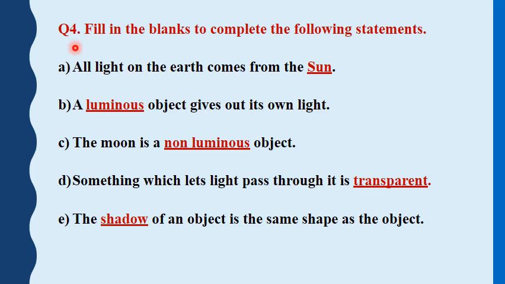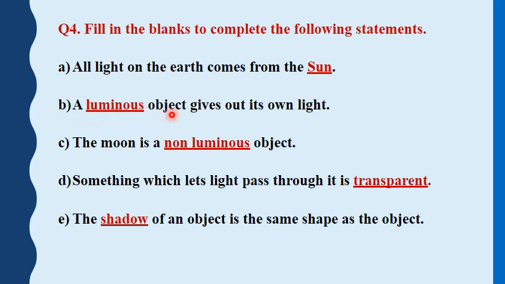Now we have question number 4, fill in the blank to complete the following statement. Okay, all light on the earth comes from the dash, sun. Okay, so it means the main source of light on earth is the sun. Okay, so because of the sunlight, plants are able to make their own food, and this light is a form of energy, and all this light comes from the sun. Okay, all light on earth comes from the sun.